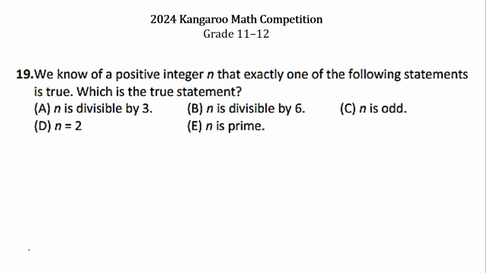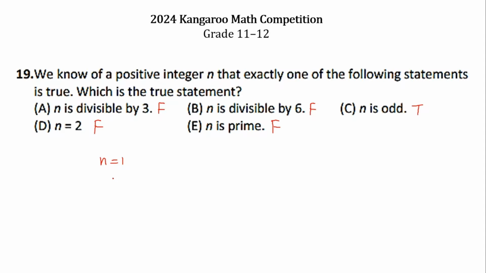Alright, so let's just assume a certain value of n and then try to see if each statement is true or false. Our goal here is to have 4 statements false and the remaining 1 statement to be true. So what if we assume that n equals 1? Then option A must be false, option B is also false, option C is true, option D is false, and option E is false.